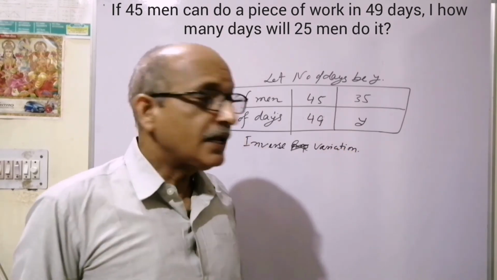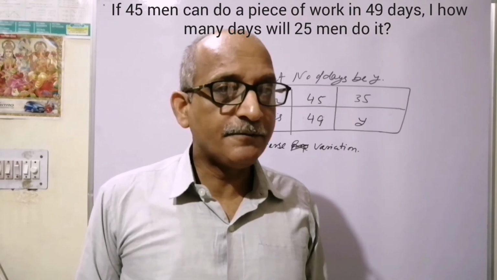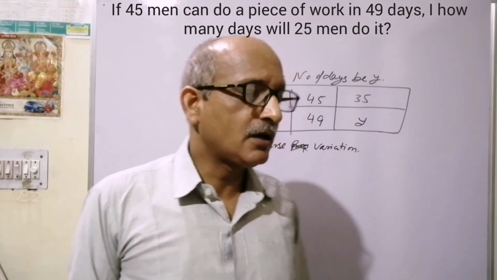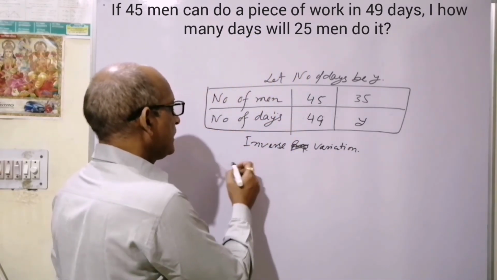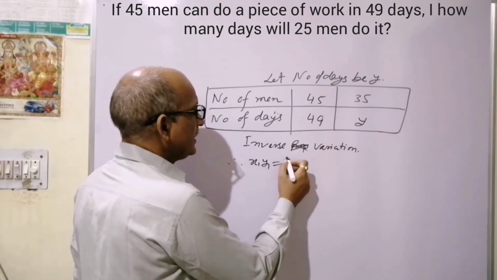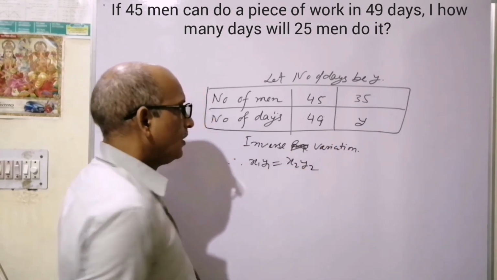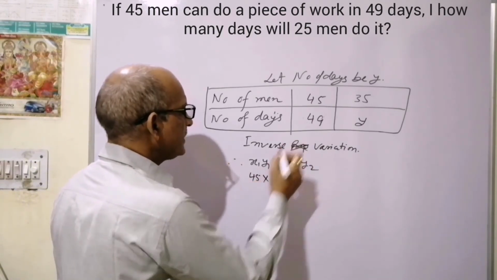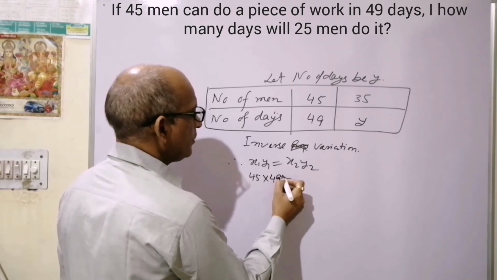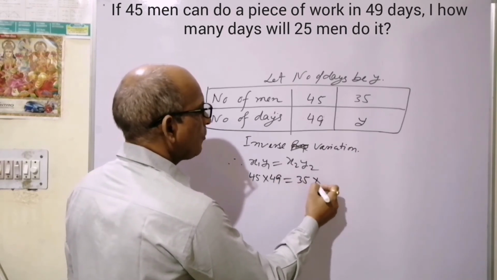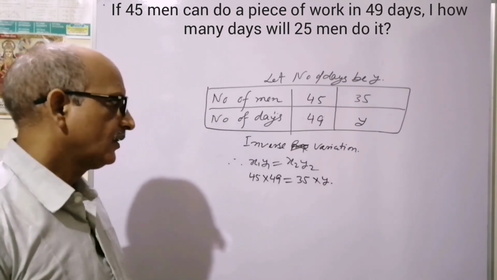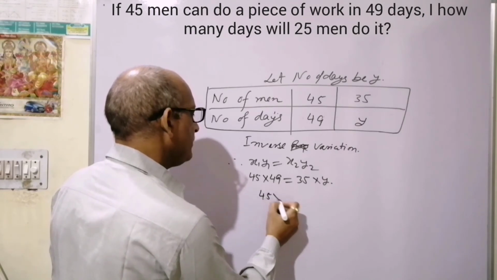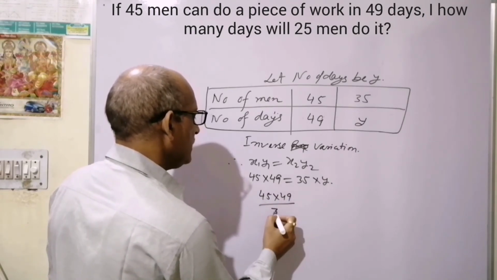Now just recall, in case of inverse variation, what type of formula we have used? What is constant? x into y is constant. Therefore we can write x1 y1 is equal to x2 y2. Put the values you have. x1 is 45 into y1 is 49, that is equal to x2 is 35 and y2 is considered as y. y2 is now y here. Now we can take y equal to 45 into 49 upon 35.